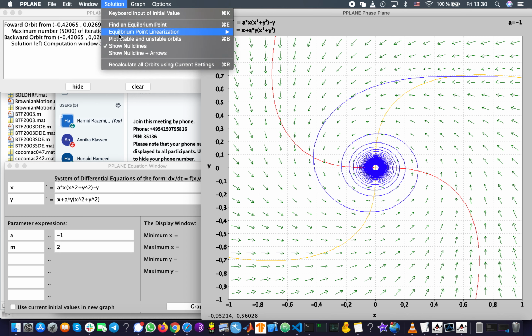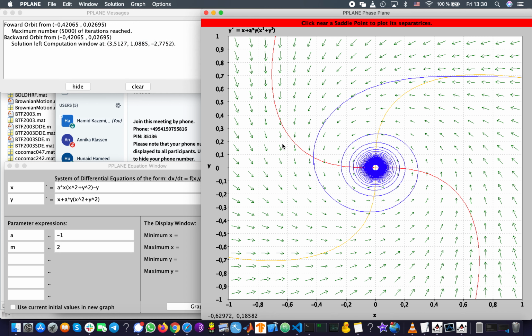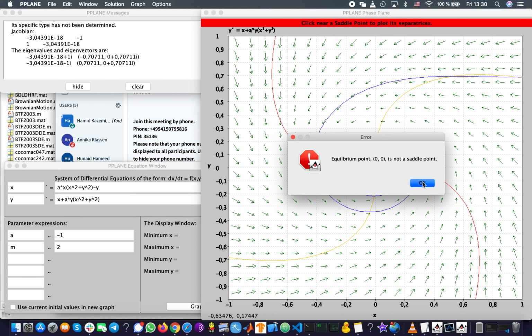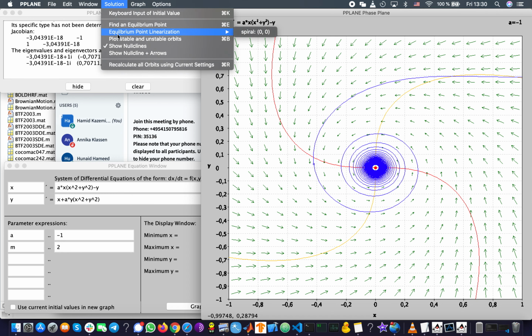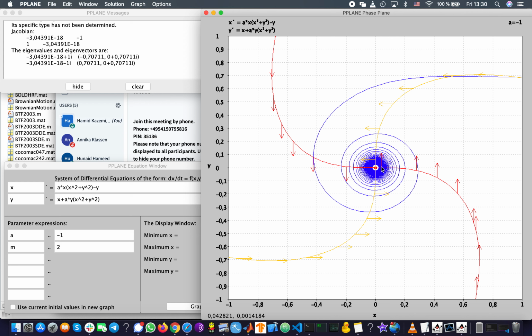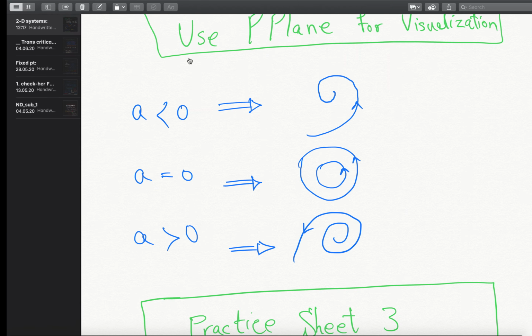And maybe I can also plot the stable and unstable fixed points. If no, why? It is not a saddle point. Yes, it's really, you see, we can always learn. It is not a saddle point, right? Why is it not a saddle point? Because here, as you can see, all of them are repelling. None of them is attracting, or both of them are attracting. None of them are repelling.